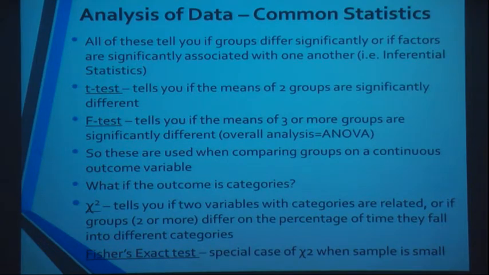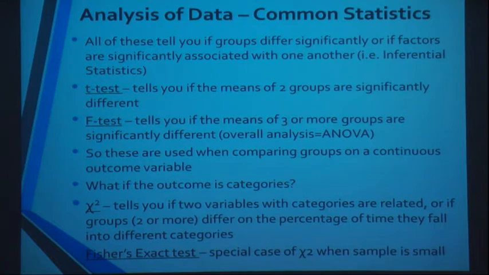T and F are used when you're comparing groups on a continuous outcome variable. Does anybody know the name of that type of inferential statistic when you have a continuous outcome variable? Heard the term parametric before? These are parametric statistics, continuous outcome variable.